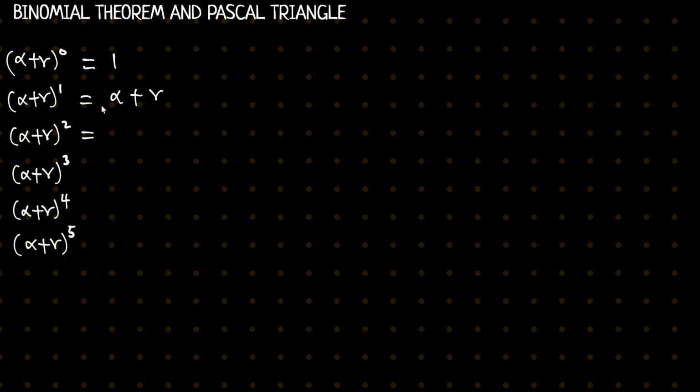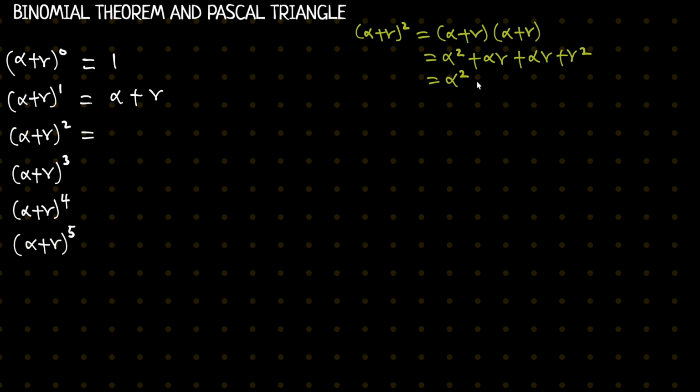Alpha plus gamma to the power of 2, from our understanding of expansion, alpha plus gamma squared is equal to alpha plus gamma times alpha plus gamma. So we do alpha squared plus alpha gamma plus alpha gamma plus gamma squared. Alpha squared plus 2 alpha gamma plus gamma squared. So this becomes alpha squared plus 2 alpha gamma plus gamma squared.